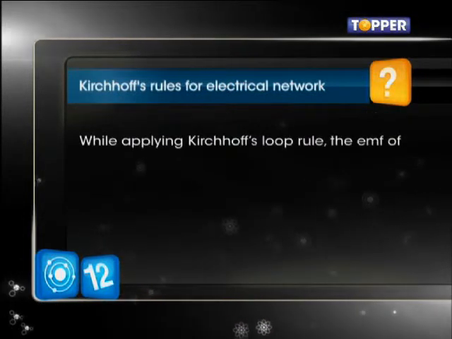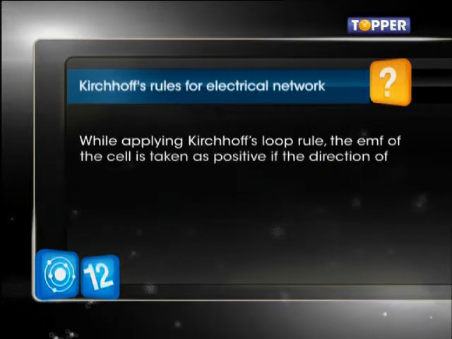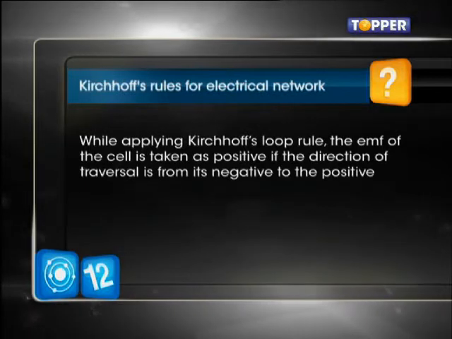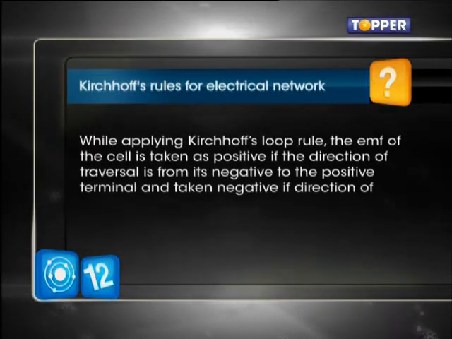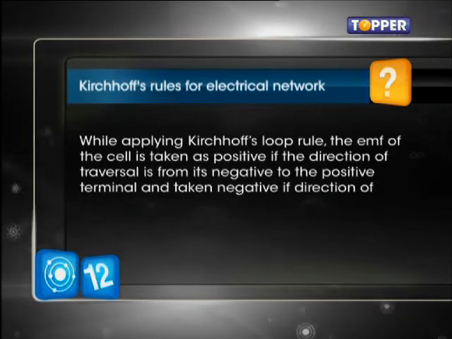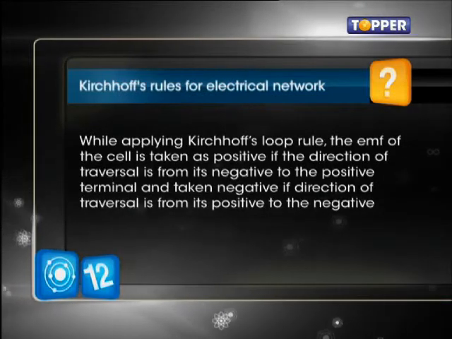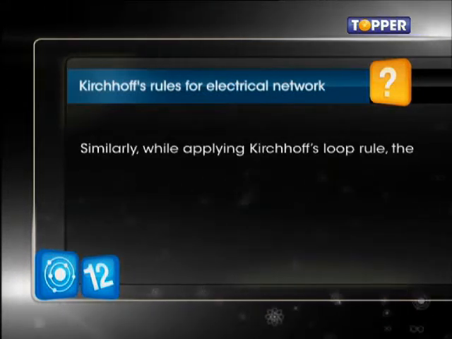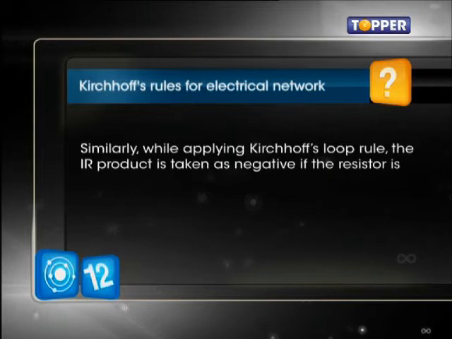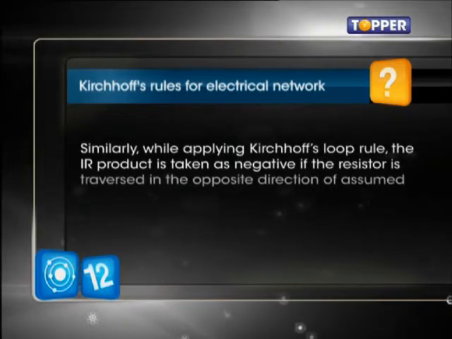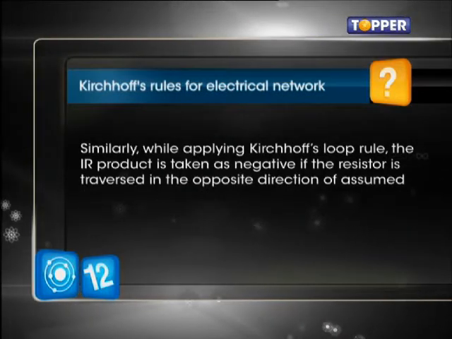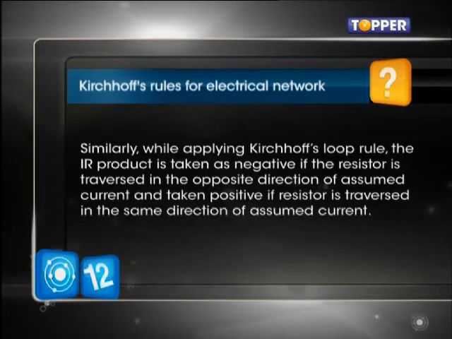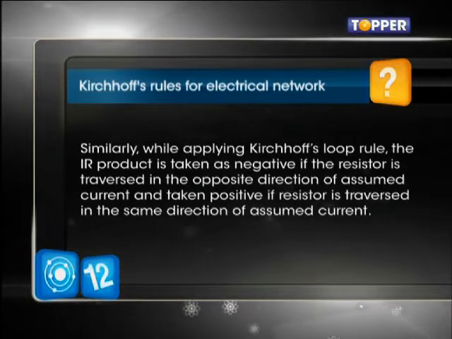While applying Kirchhoff's loop rule, the EMF of the cell is taken as positive if the direction of traversal is from its negative to the positive terminal, and taken negative if direction of traversal is from its positive to the negative terminal. Similarly, the IR product is taken as negative if the resistor is traversed in the opposite direction of assumed current, and taken positive if resistor is traversed in the same direction of assumed current.